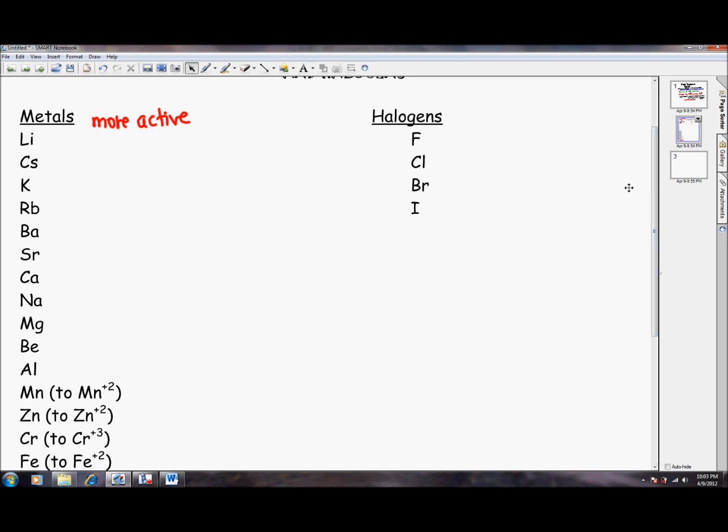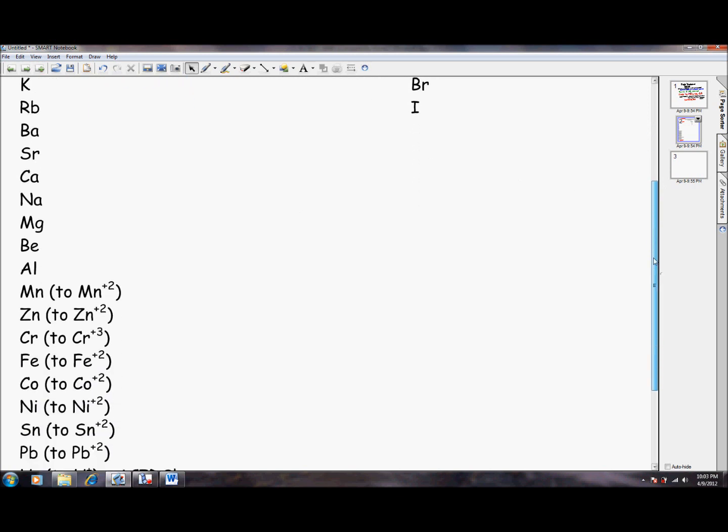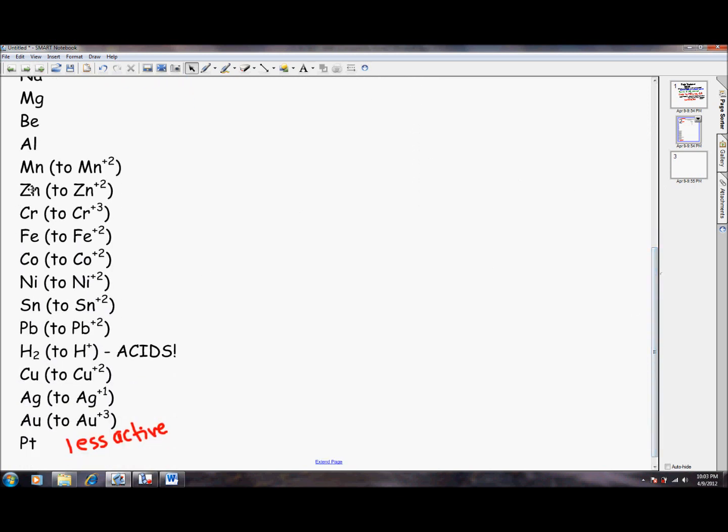Now, since you're going to be turning elements into cations, down here for the transition metals, it gives you the oxidation number to use if your metal ends up becoming a cation. You will also notice that there is a non-metal on the list. This is hydrogen. If the hydrogen is the positive ion, that means that you're going to be looking at acids.